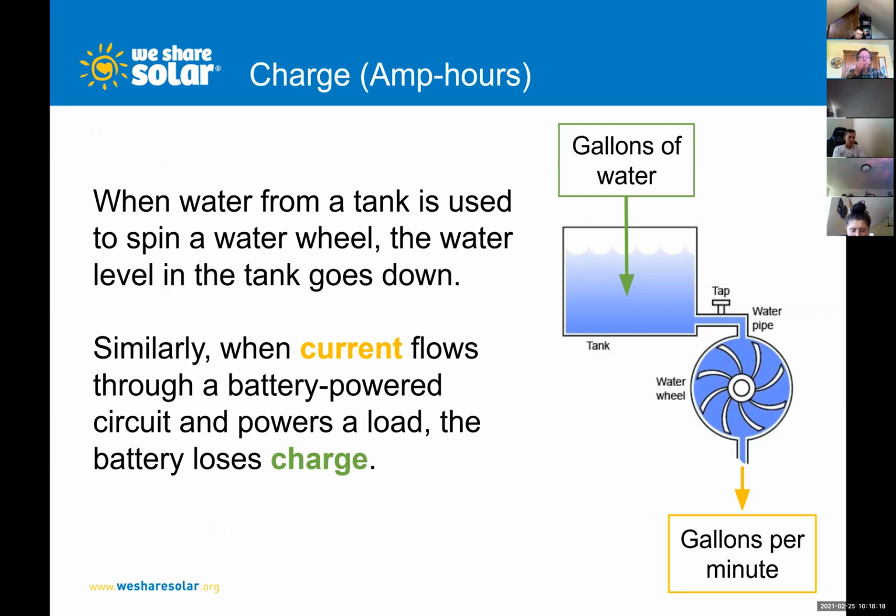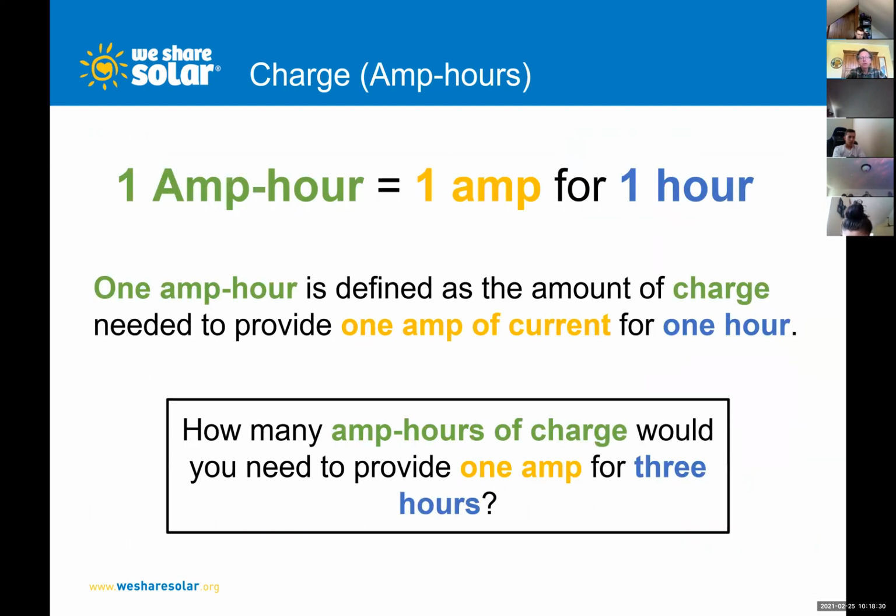Yeah, if you think about it, if it's just the gallons of water in the tank, you run the water wheel for a while, there's less water in the tank, right? The amp hours are going to go down when you use the power. So this is the easiest of our measurements. Amp hours is the number of amps times the number of hours. It's literally just amps times hours. So 1 amp hour is the amount of charge needed to provide 1 amp of current for 1 hour.